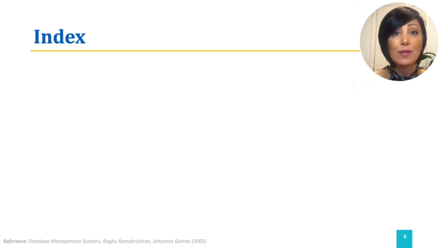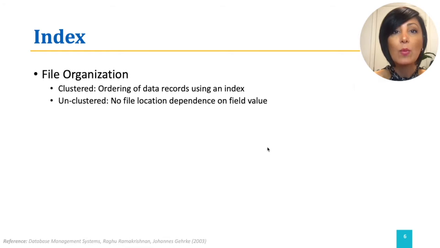Let's define a few terms before proceeding. We can categorize indexes based on their effect on file organization, based on search fields, and based on data representation. If a file is organized in a way that data records are ordered in the same way that data entries are ordered in an index, the file is a clustered file. An index file organization is a clustered file by definition.